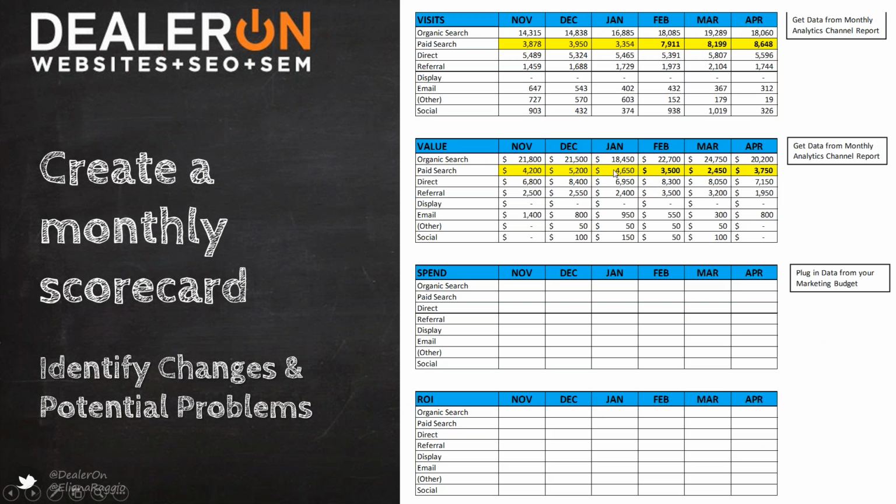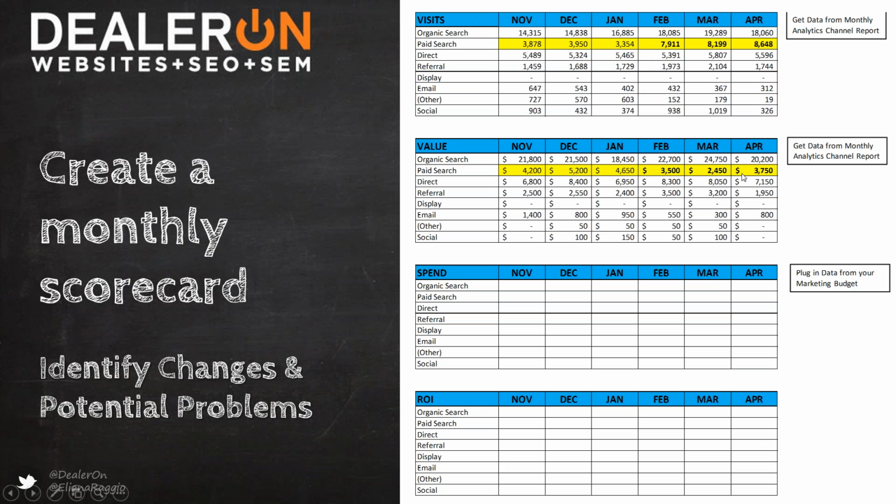Now, this particular dealer saw a huge increase in their traffic going from January to February. When they saw that big increase, and that was in their paid search channel, they also saw a decline, unfortunately, in the value that was coming from those campaigns.